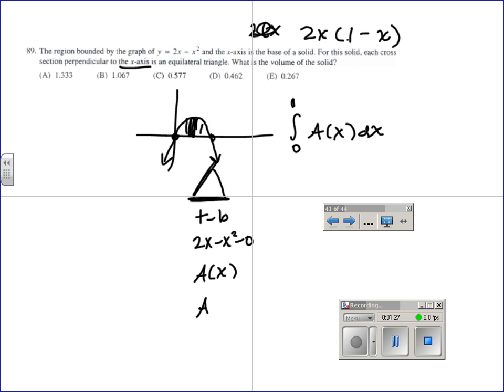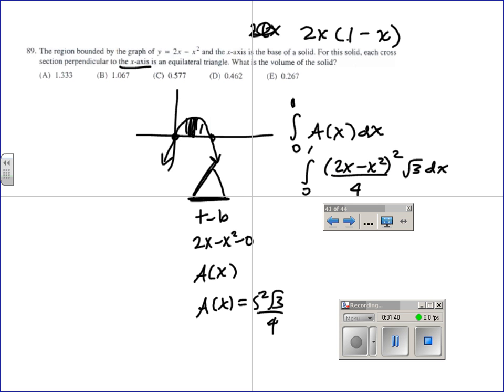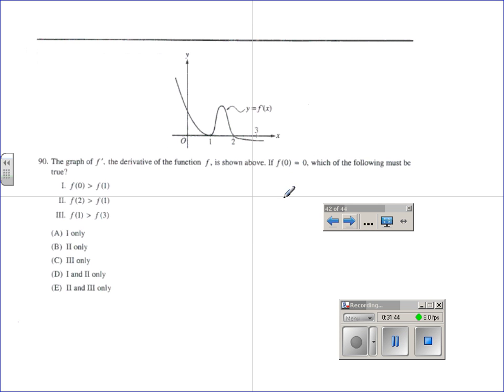And so the area of an equilateral triangle is s squared times square root of 3 over 4. So we're just going to do (2x minus x squared) squared times square root of 3 over 4. You put this in your calculator, using math 9, and you should get 0.462.